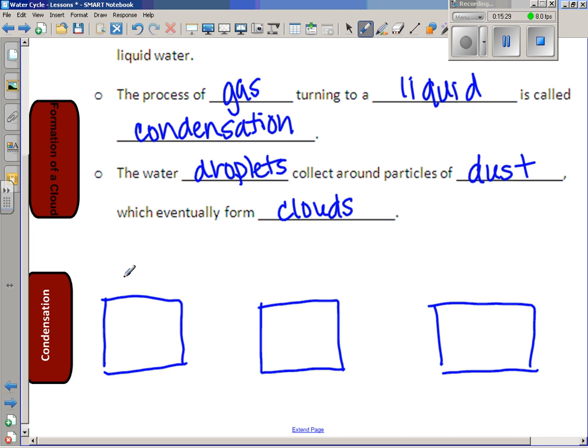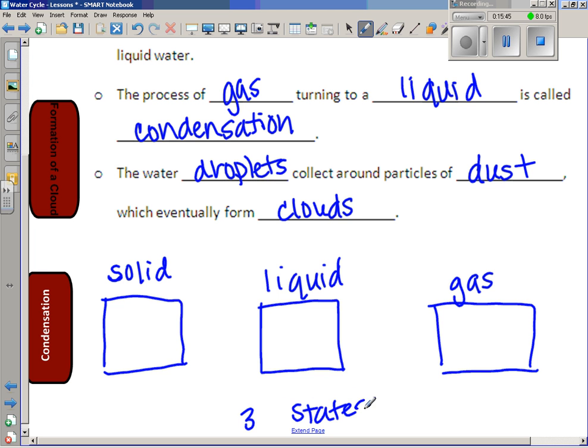Okay, so we have solid, liquid, and gas. Now these are our three states of matter. Okay, so write 3 states of matter. Because we're talking about evaporation and condensation and how they're changing in evaporation from a liquid to a gas and in condensation from a gas to a liquid.